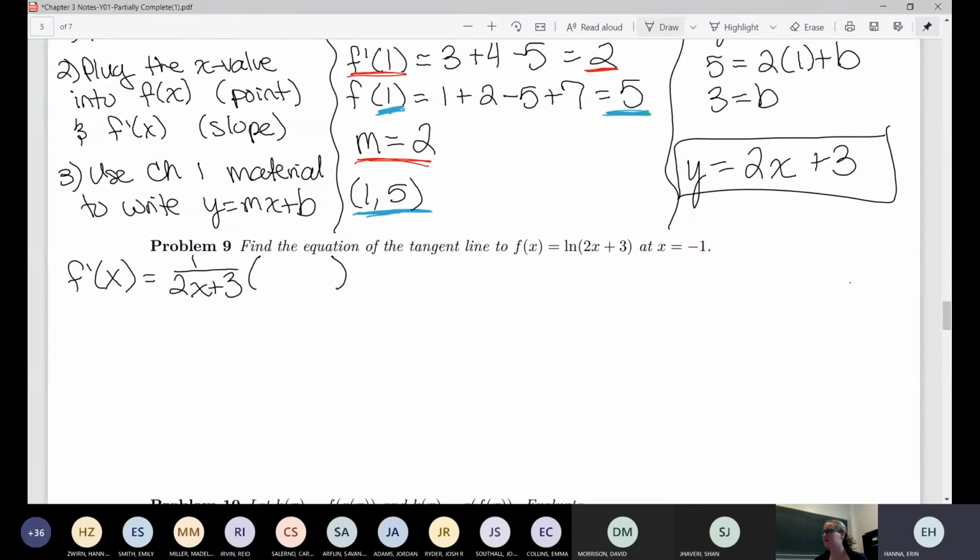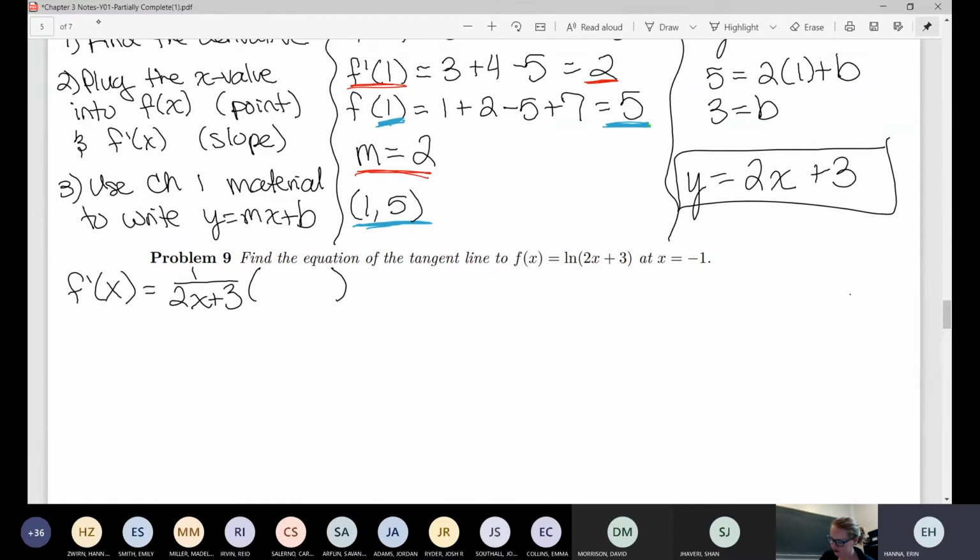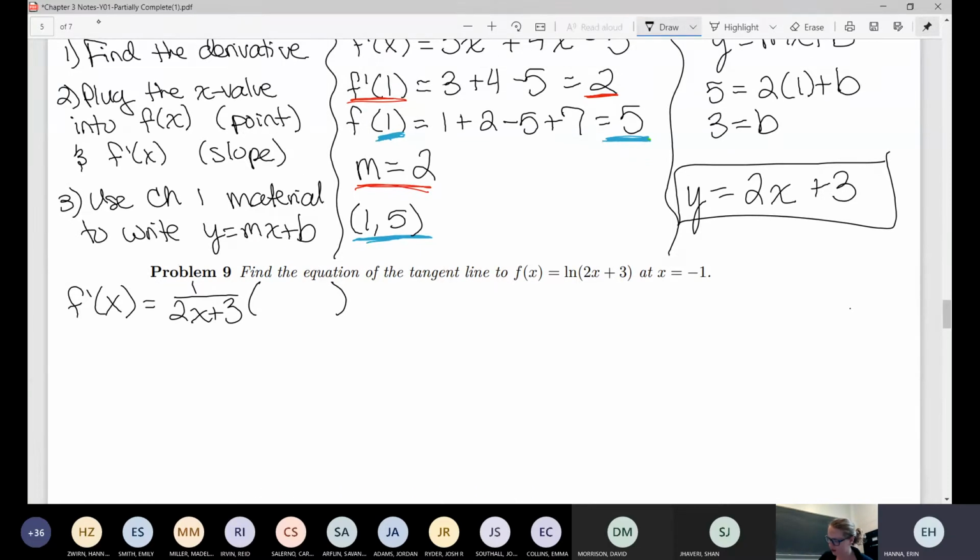So where was I? Middle of the chain rule. So we have 1 over that something. We have to take the derivative of the something. So the derivative of 2x is 2. Derivative of 3 is 0. I personally wouldn't have written the plus 0, but whatever floats your boat. So I'm going to use that as 2 over 2x plus 3.